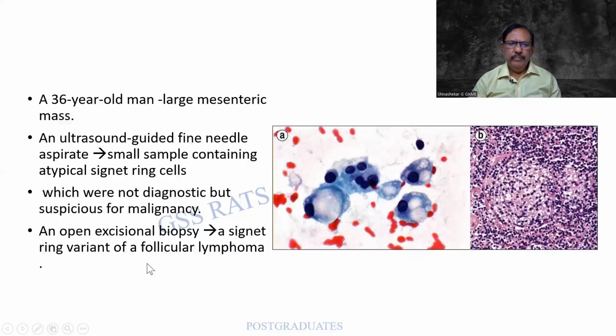So this is one particular case where there is a large mesenteric lymph node in a 36-year-old male, the same reference as I had quoted earlier, and it was not diagnostic but suspicious. And when it came to the histopathology, it turned out that there was a signet ring cell follicular lymphoma.